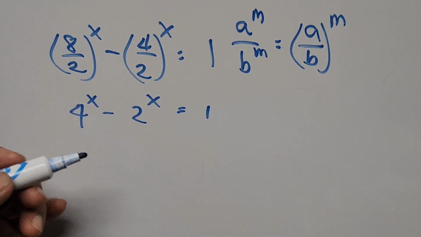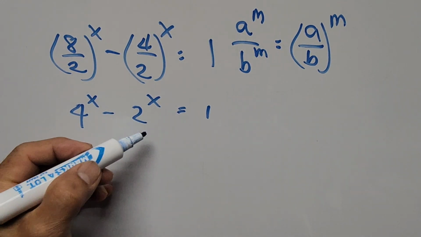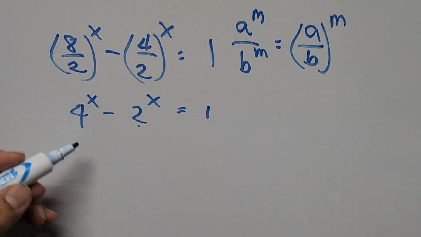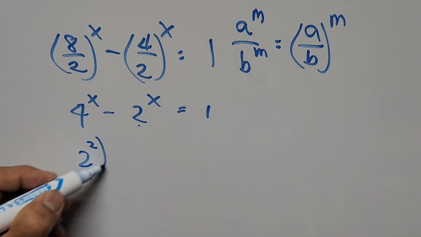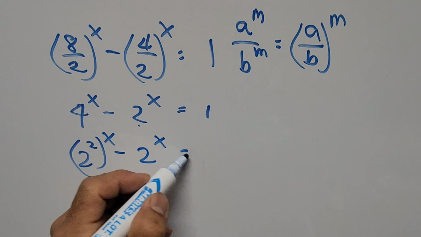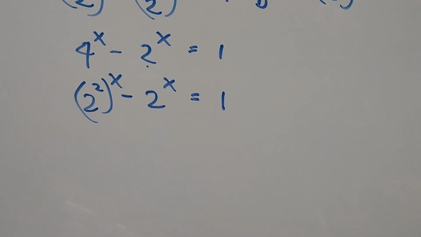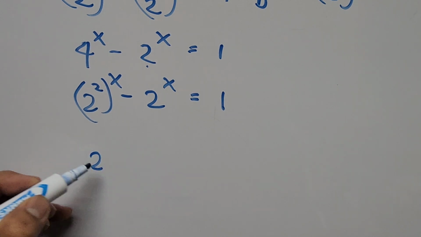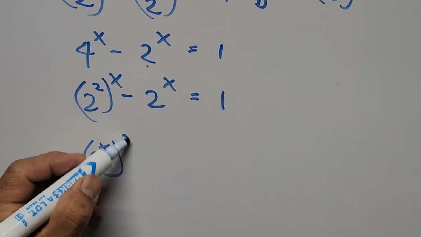So now from here I see a relationship between these two bases, 2 and 4. Now I'm converting 4 to base 2. So this is now 2 to the power of 2 to the power of x minus 2 to the power of x equals 1. And if you notice, the first term can be written as 2 to the power of x to the power of 2.